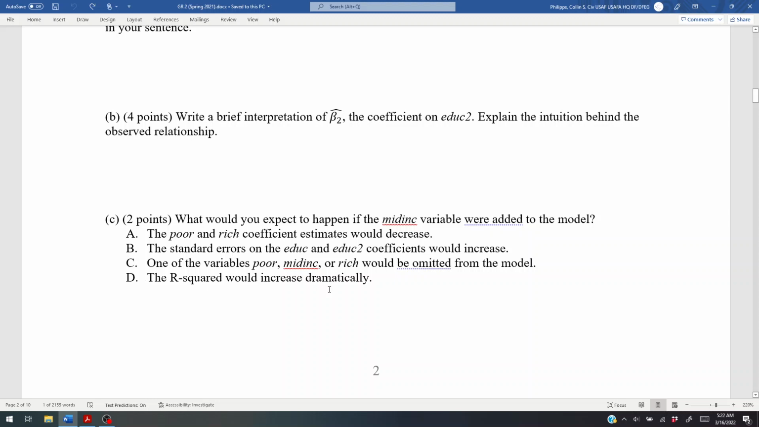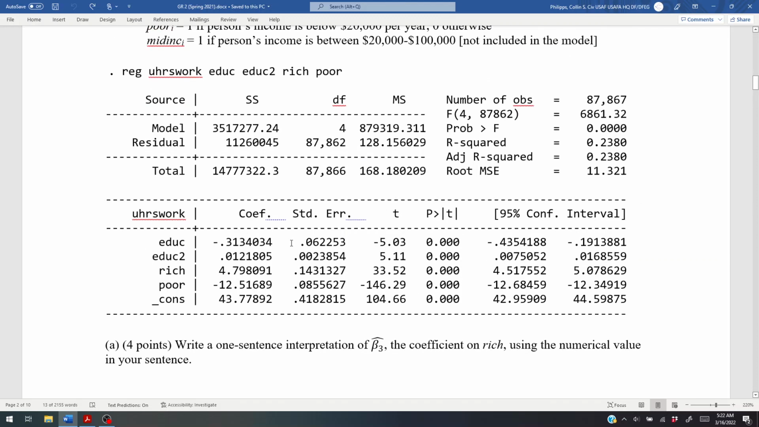So R squared would increase dramatically? No, actually it wouldn't increase at all. In this case, if you added mid-income, you'd have to drop one of them to solve the model because all three are now included. And dropping one of them means you're going to be back to exactly the same spot that you are here in terms of model fitting power, right?